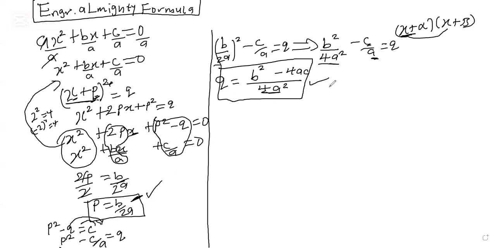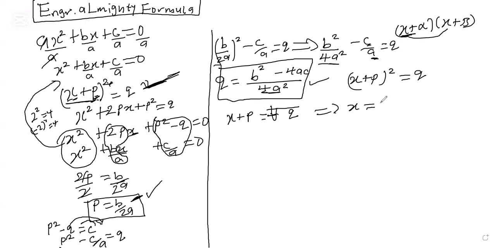Now remember that we said, from here, take note of this. We said that x plus p all squared is equal to q. So this implies that x plus p will be the square root of q, but has a positive and negative value, because the square root of 4 is plus or minus 2. So this also implies that x is equal to minus p plus or minus the square root of q. I took p to the other side of the equation.